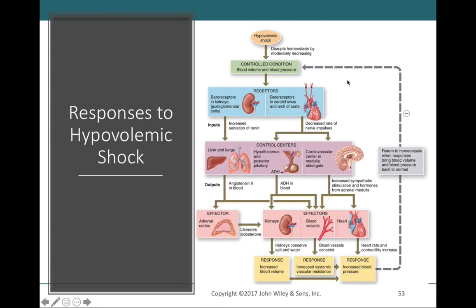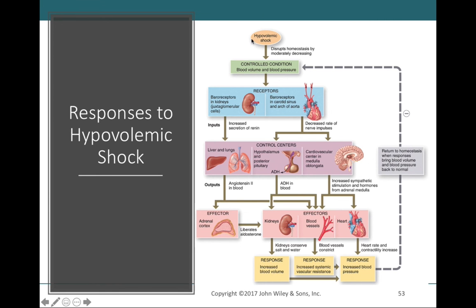Now this slide ties all of this together. This slide specifically will take information that we've learned in previous lecture videos and put it all in one place so that we can see how this entire mechanism is working together. This is all different negative feedback loops that we've seen previously, and we're now just putting them all together. So let's go ahead and look into what happens with hypovolemic shock.